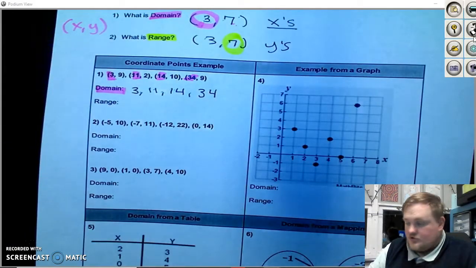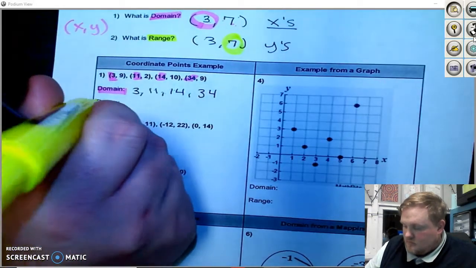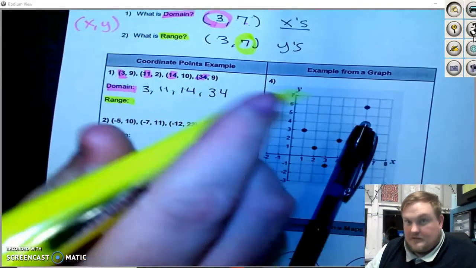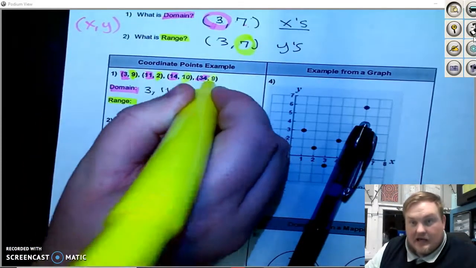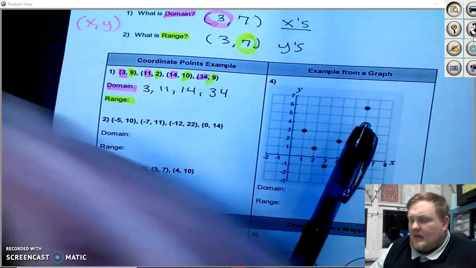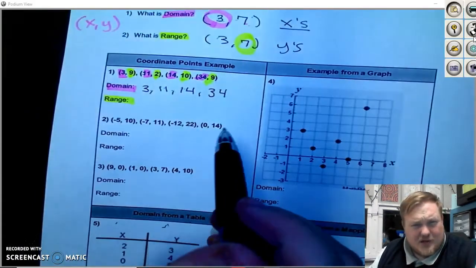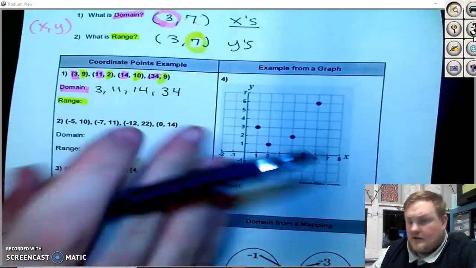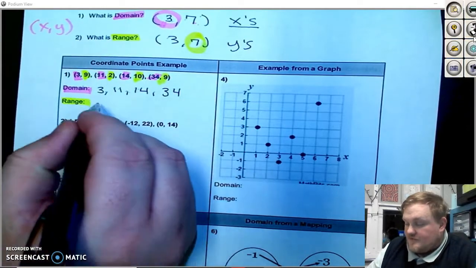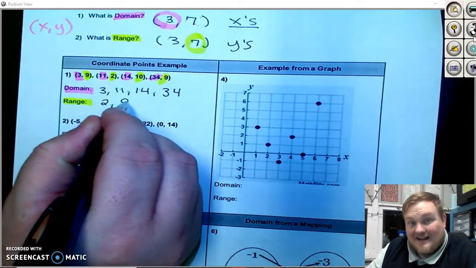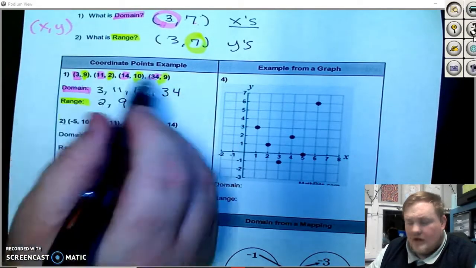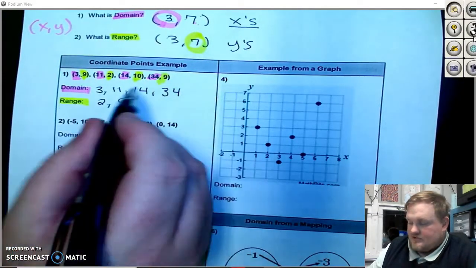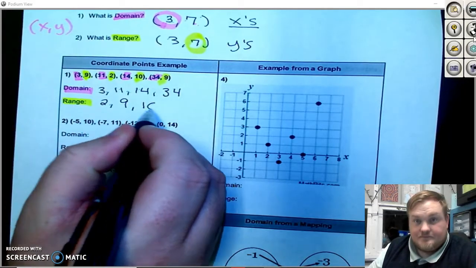Now the range will be 9, 2, 10, and 9. And I like to put them in order. That's how they usually will appear in your SOL, in chronological order. So I have 2, I have 9, and I don't have to write both 9s, and often your SOL will not write 9 twice. So they just say 2, 9, and 10.